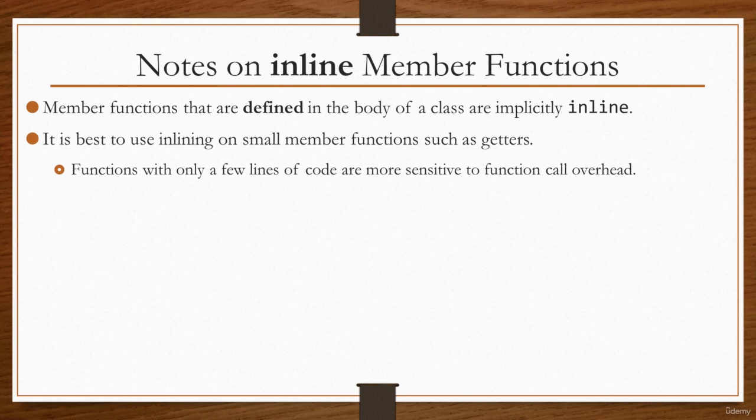We also have inline member functions. Member functions that are defined in the body of a class are implicitly inline, so you don't have to inline those member functions, they are implicitly inline. It's best to use inlining on small member functions such as getters. Then you don't want to inline a function that does a lot of complex stuff. Functions with only a few lines of code are more sensitive to function call overhead, but if you have a function with many lines of code that does a lot of stuff, proportionately those functions benefit less from inlining. And as I mentioned, in some cases the compiler may not even inline that function for you.